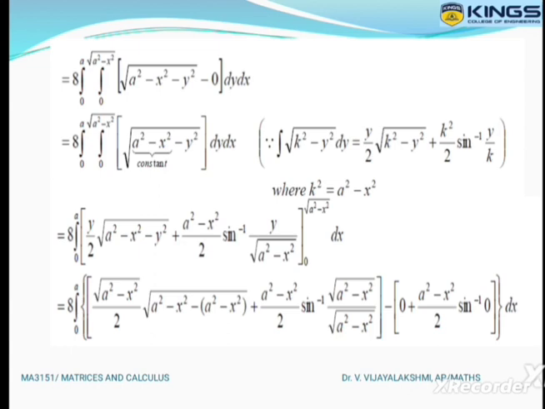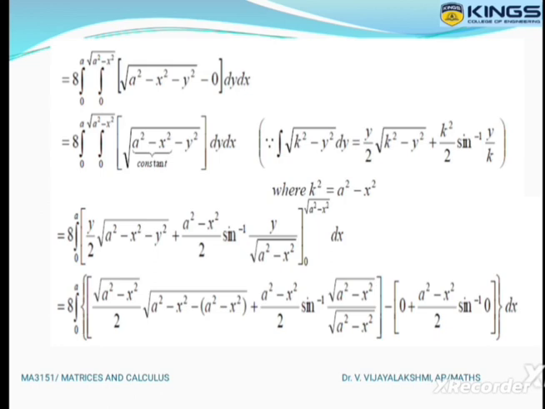Now, next we want to integrate with respect to y. When you are integrating with respect to y, treat the variable x as a constant term. Here a square is a constant, x square is a constant. So a square minus x square is a constant term. Now you want to integrate with respect to y only. Now this is in the form of integral of root of k square minus y square dy, and the value is y by 2 root of k square minus y square plus k square by 2 sin inverse of y by k, where k square equal to a square minus x square.